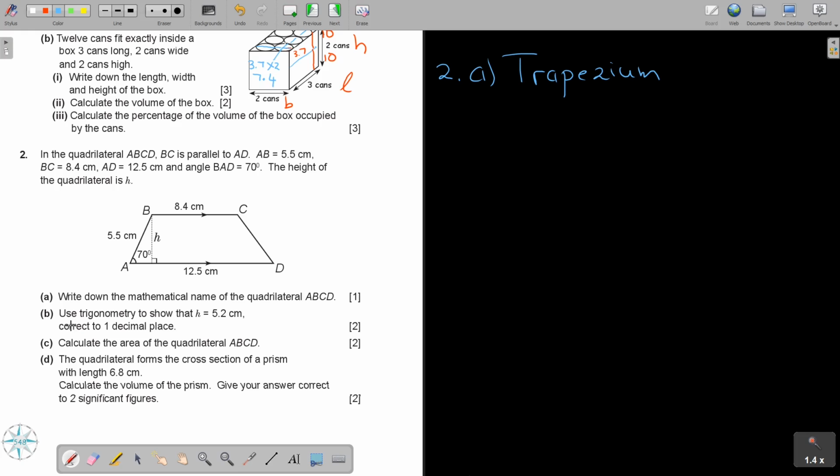Okay. And now they also bring chapter 9 in. And this is actually how they like to do it in an examination. They bring in different chapters. Use trigonometry to show that the height is 5.2. So I have my 90 degrees. So they want me to work in this triangle.